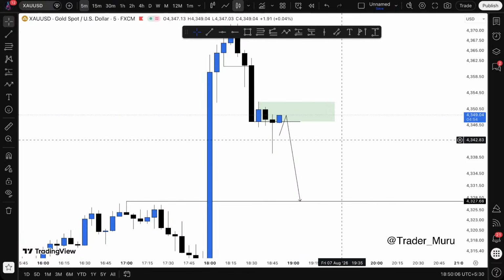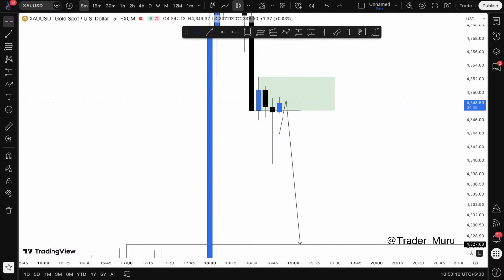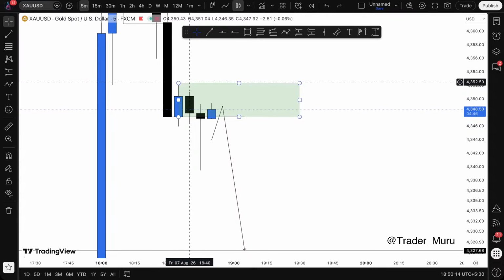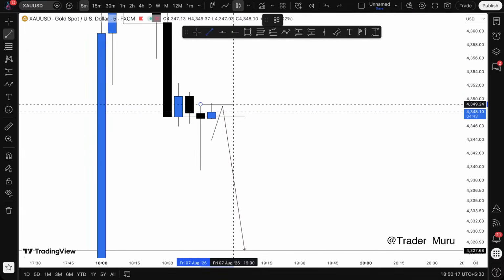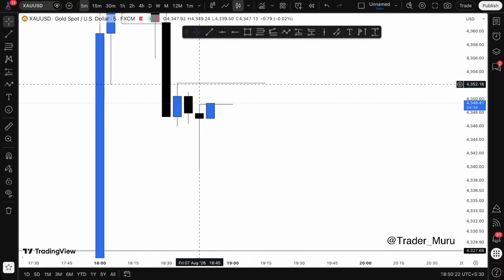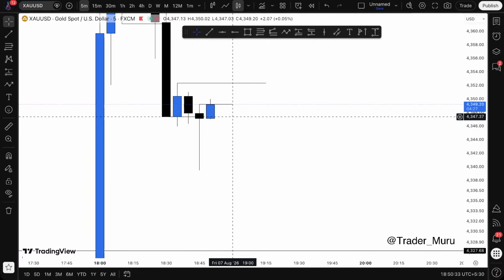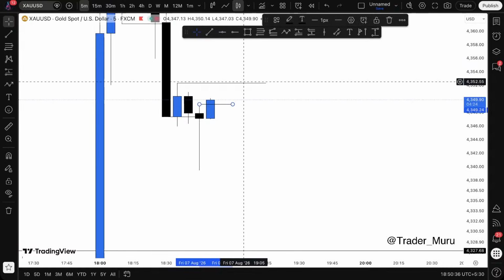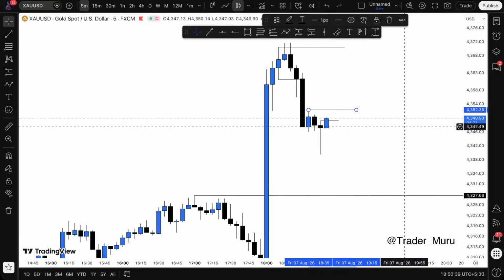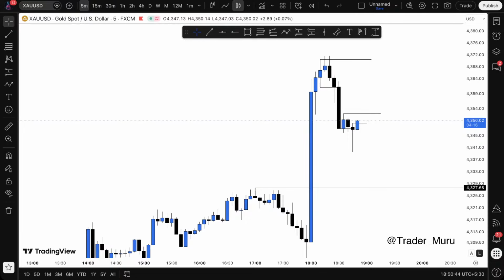Okay, we have a close below. On this candle closing, you can short gold. The stop loss should be above this high. Price should not close this candle above this high, otherwise it will be a morning star. Okay, we have 5 minutes. Let's see.